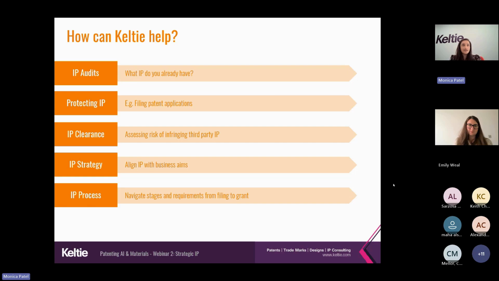And finally, the IP process. Particularly the patent process can be quite complicated. So we often help companies to navigate each stage of that, and the requirements at each stage, from preparing and filing the patent application all the way through to grant of that patent application.